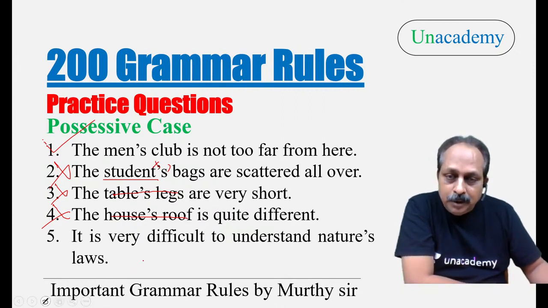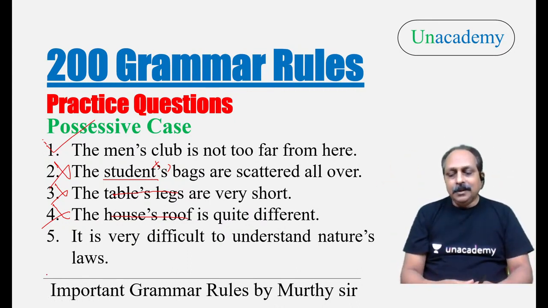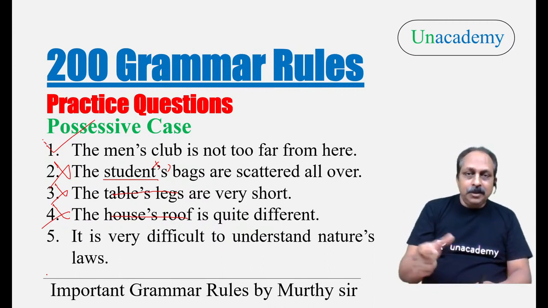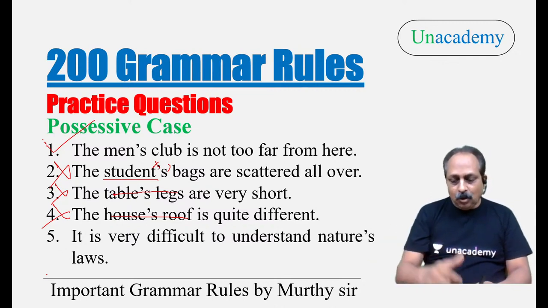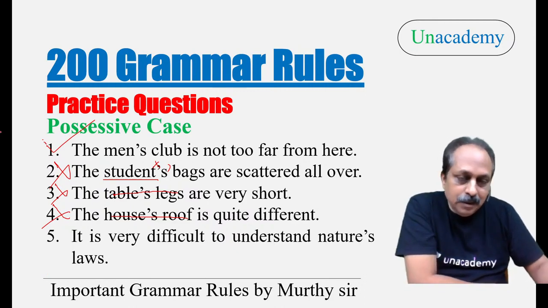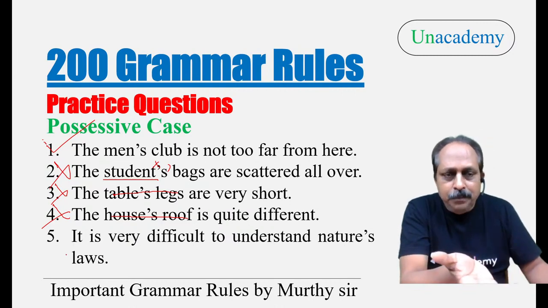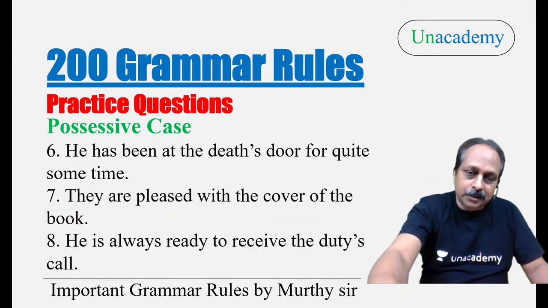It is very difficult to understand nature's laws. No, we don't take that way. House is considered a thing. Then you cannot say house's roof. Space means, for example, foot's length. That talks about space. Now, question number five, no error. What is the reason? Nature is considered very beautiful. Anything beautiful or graceful is attributed a feminine gender, which means we can use a possessive case.